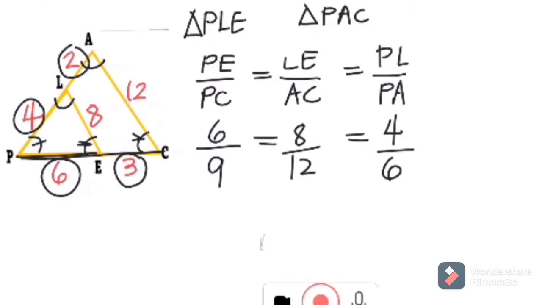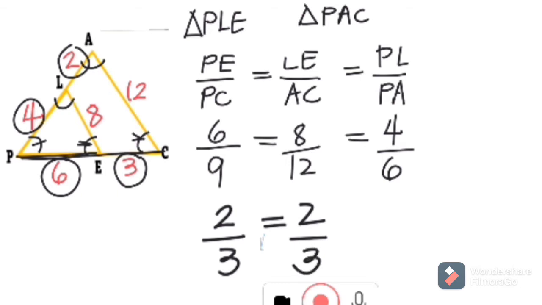Now let's have the lowest term of each ratio. So 6 over 9, the GCF is 3. That makes 6 divided by 3 is 2, and 9 divided by 3 is 3. Will that be equal to 8 over 12? GCF is 4. 8 divided by 4 is 2. 12 divided by 4 is 3. Lastly, we have 4 is to 6. 4 and 6 are both divisible by 2. So 4 divided by 2 is 2 and 6 divided by 2 is 3.